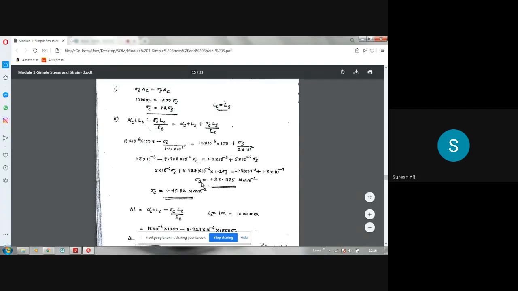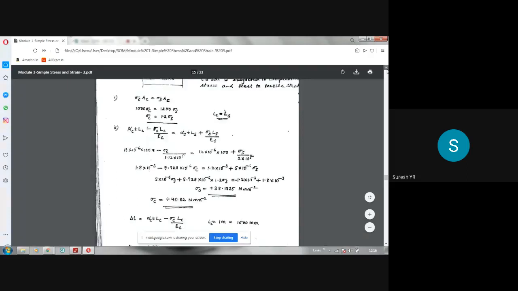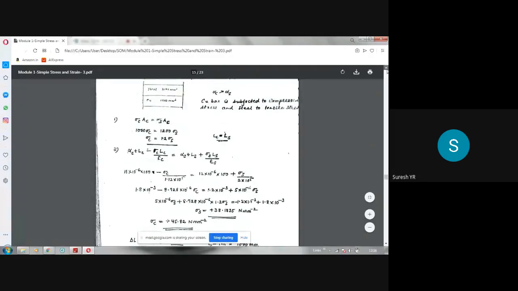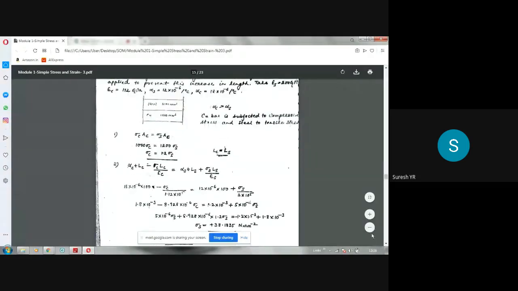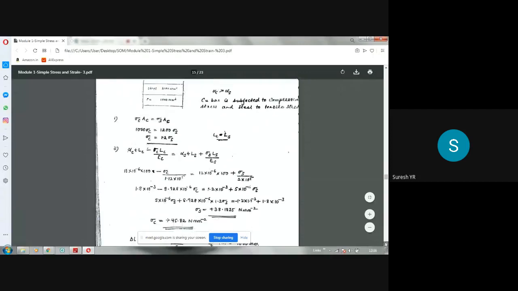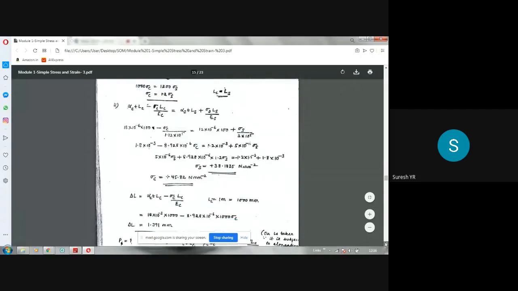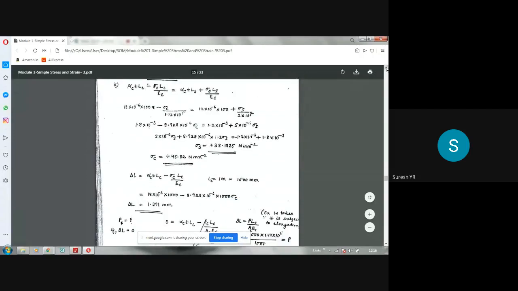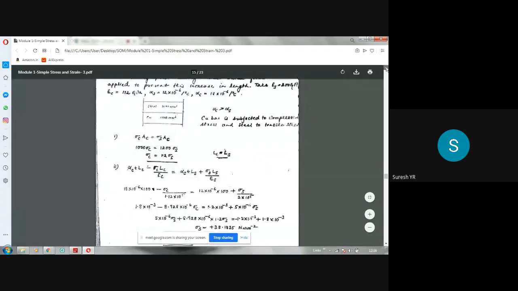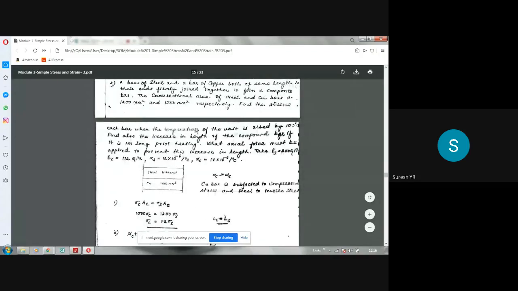So this is tensile, this is compressive. These are the values of the stresses. So the first part of the problem is over. We have found out the stresses in both the bars. Now the second part: he has asked for the deformation in the bar. So the second one, find the stresses in each bar, is over.